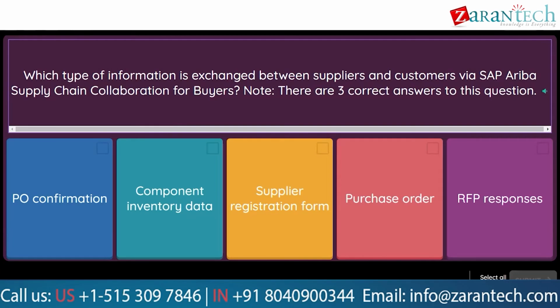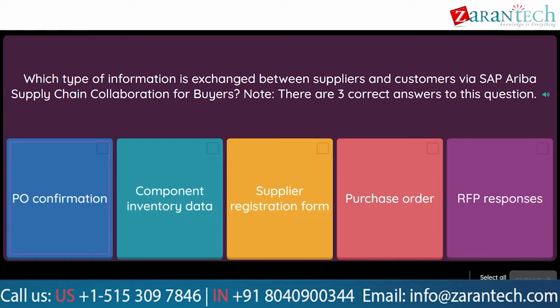Question: which type of information is exchanged between suppliers and customers via SAP Ariba Supply Chain Collaboration for Buyers? Note, there are three correct answers to this question. Option 1: PO confirmation. Option 2: component inventory data. Option 3: supplier registration form. Option 4: purchase order. Option 5: RFP responses.